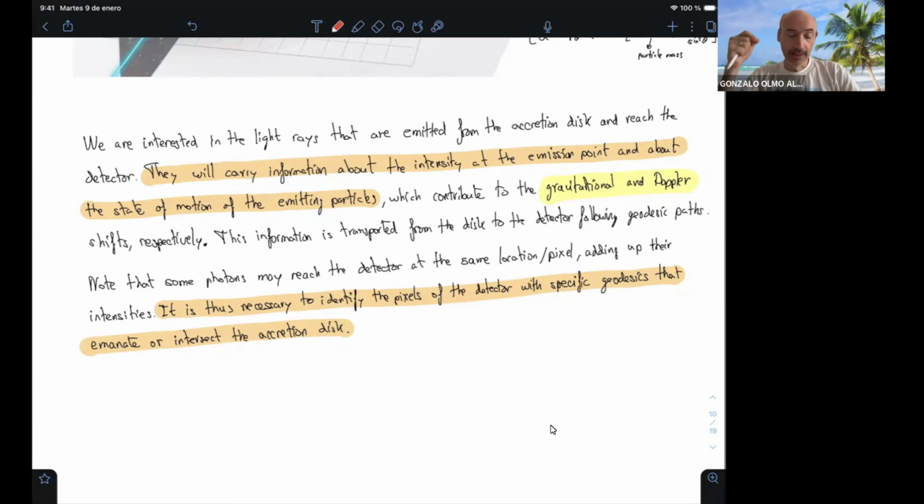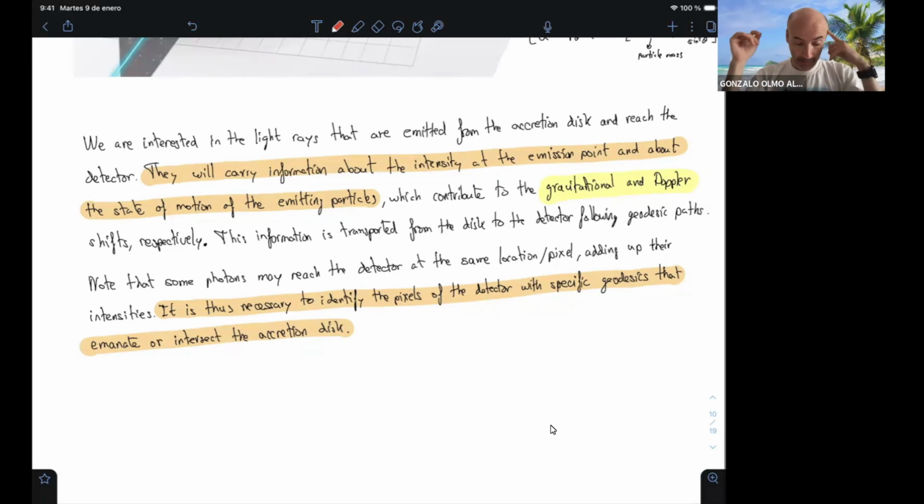So, each geodesic is characterized by an energy and these two constants, the azimuthal angular momentum and the Carter constant. So, if we were able to establish a correspondence between these labels of the geodesics and the pixels of the detector, then this will be very useful to get the correspondence between the emission profile at the accretion disk and the observed intensity profile on the detector. Okay, so this is the plan.